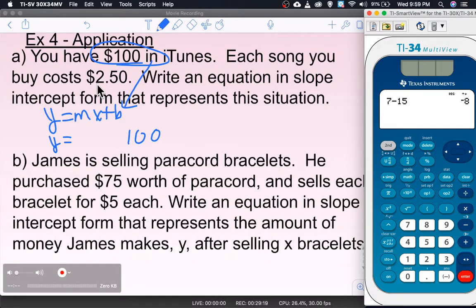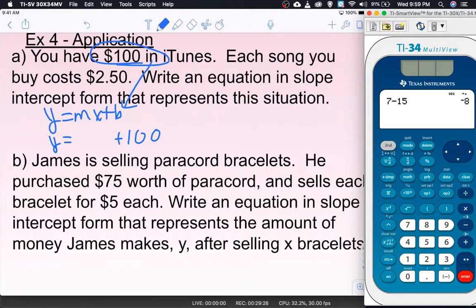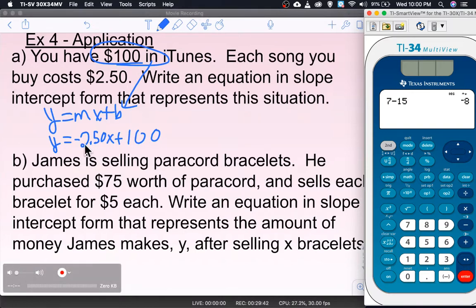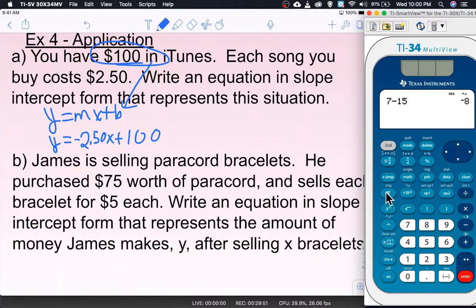Now, each song you buy costs $2.50. So what's going to happen to your $100? Is it going to go up by $2.50 every song? Or is it going to go down by $2.50 every song you buy? And you should be saying it's going to go down by $2.50. So I made my slope negative. Down by $2.50 for each song you buy, starting from 100.